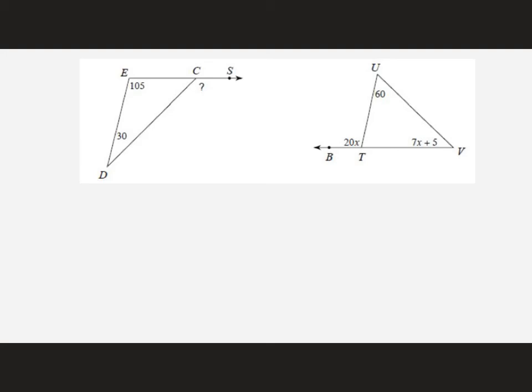On the next examples, recall the triangle exterior angle theorem, which says that these 2 remote angles add up to be the exterior angle. So 105 plus 30 equals this missing angle, so it's 135 degrees. Same thing on this next example. These 2 angles add up to be the exterior angle. So I'm adding these, and they equal the exterior angle.